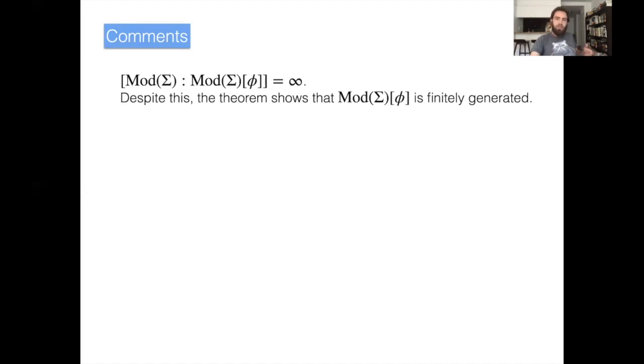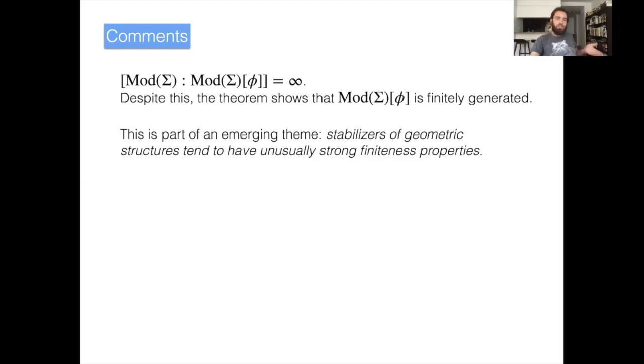It also follows a theme that I want to advertise in the study of mapping class groups, that I would like to understand better. This is that stabilizers of geometric structures, like framings, tend to have unusually strong finiteness properties. Let me spell out a couple of other instances of this principle. The first one is very basic: stabilizers of curves and subsurfaces. One of the basic things you learn when learning about mapping class groups is that the stabilizers of subsurfaces can be identified with the mapping class groups of the complementary surfaces. These are therefore finitely generated because the mapping class groups themselves are, but they're usually infinite index.